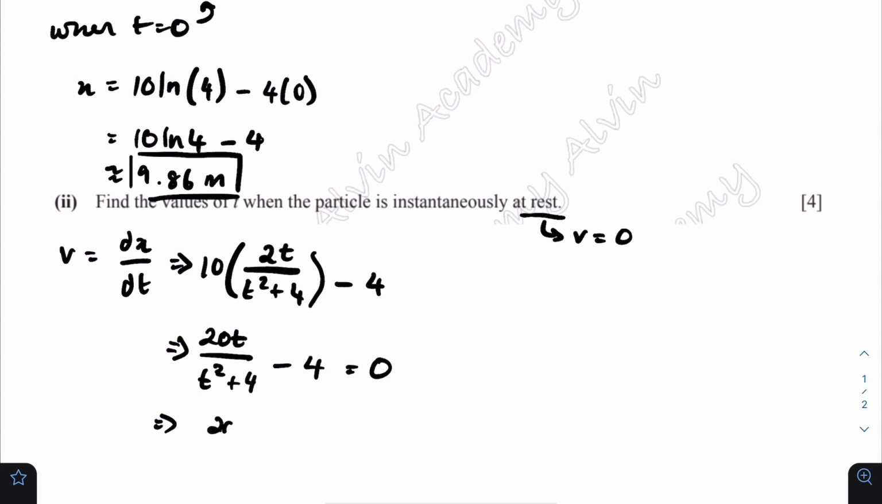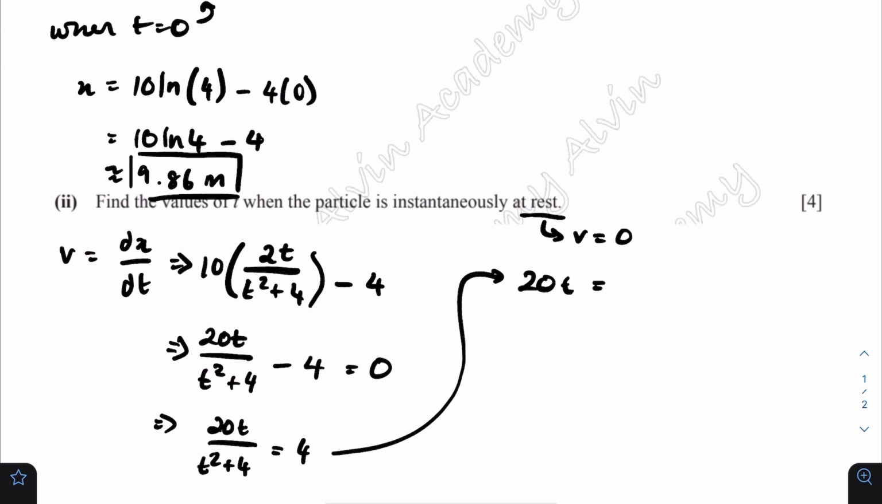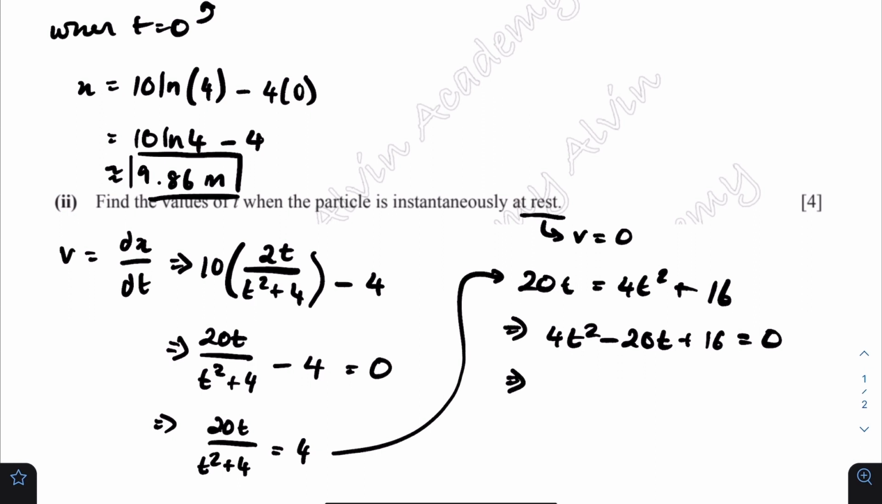So 20t over t squared plus 4, then we solve now for t. Remember, they're values, and since we have a quadratic value in here, we're likely getting 2 values. So 20t is equal to 4t squared plus 16. If you make it all into one side and get the quadratic, 4t squared minus 20t plus 16 is equal to 0. Now we can see that 4 can be divided by each term. They're all divisible by 4. We want to make it as simple as possible. So t squared minus 5t plus 4 is equal to 0 over 4, which is 0.